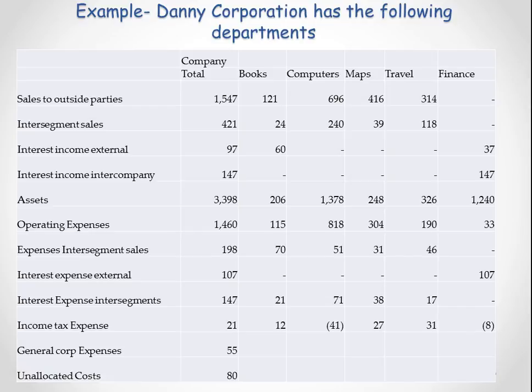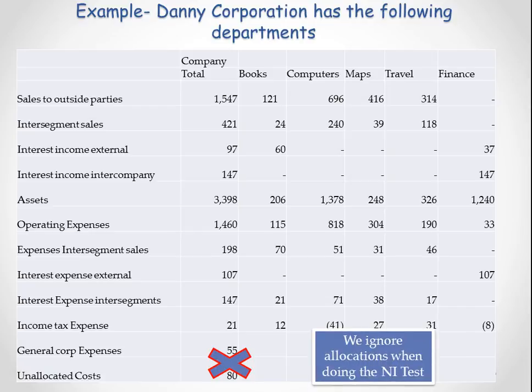Now let's take a look at an example. We have Danny Corporation. They have the following departments: books, computers, maps, travel, and finance. And they do report revenue and expenses, and they have assets. And so we're going to have to look at them. So the first thing to remember is we exclude any allocated costs. So these we would ignore as part of doing our test for net income.